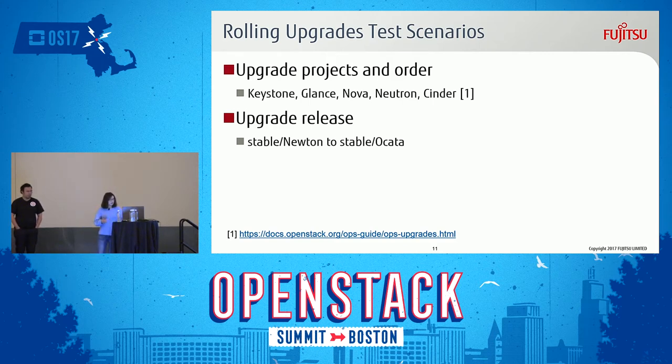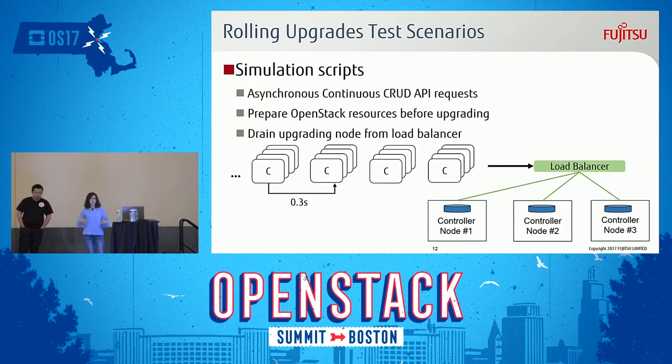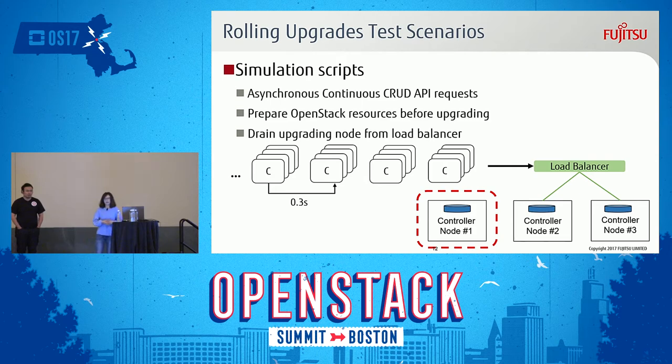Then how do we try to imitate what actually happens in a production cloud? We continuously send asynchronous CRUD API requests. For some of the create requests which take a long time, for example booting a VM, we create a number of VMs beforehand, only for deletion purposes. Also, while we are upgrading one of the controllers running behind the load balancer, there may be a time when this controller cannot respond to any API requests, which is expected during our upgrade. In order to avoid the load balancer continuously sending API requests to this controller, we drain the upgrading node from the load balancer while it is being upgraded. And after it is fully upgraded, we bring it back to the load balancer.